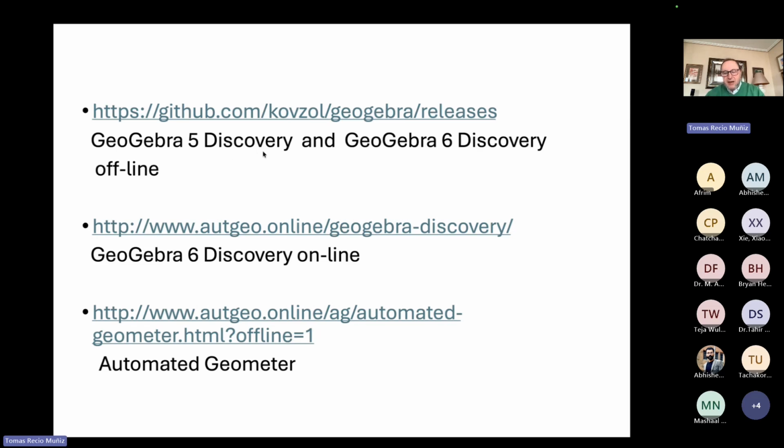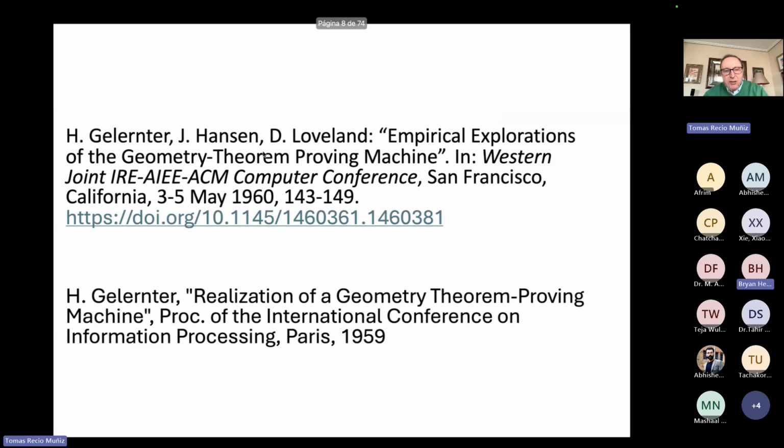There are several versions of this GeoGebra Discovery. You can download all these versions freely from the links that you have over here. So GeoGebra Discovery is a version of GeoGebra that is specialized in automated reasoning. So let me start with automatic reasoning and the relation between automatic reasoning and geometry.